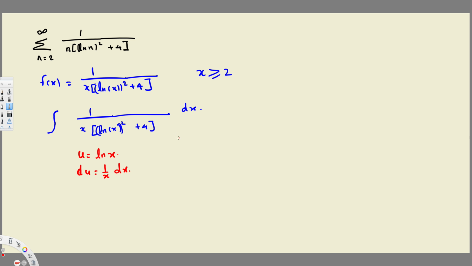Now we can go ahead and write everything in terms of u. So 1 over x dx is equal to du, and ln x is equal to u. So we can write this as 1 over u square plus 4, right? And if you do the integration for this one, that's going to give you half tan inverse u by 2. Now we can bring back ln x in place of u. So this is going to give us half tan inverse ln x by 2.